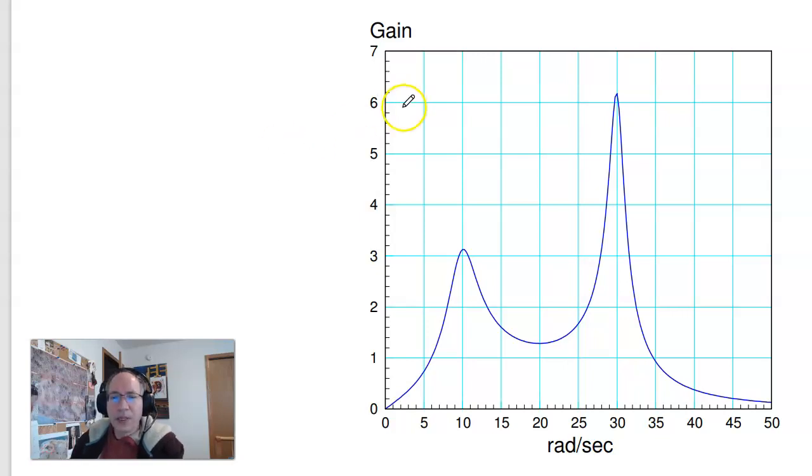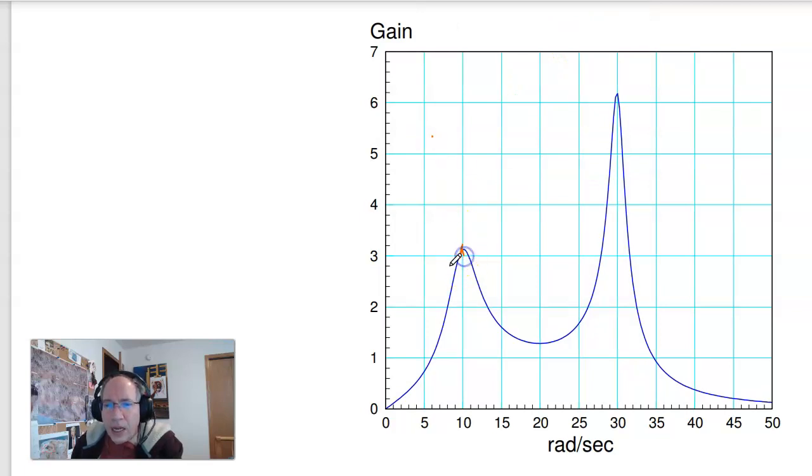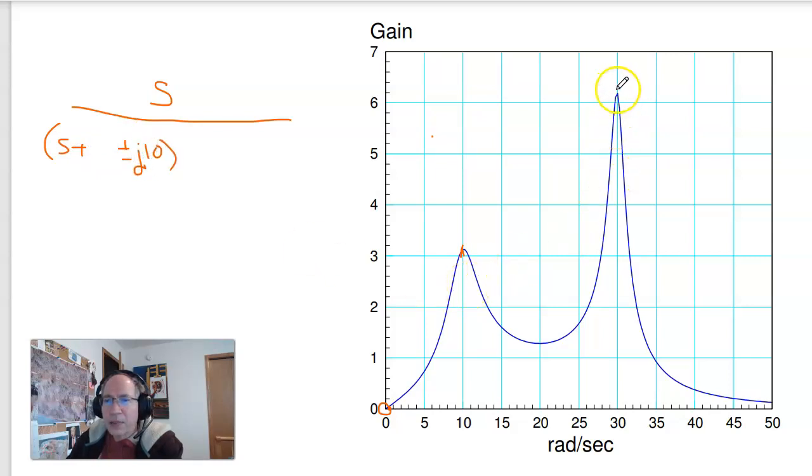Okay, then picking up, let's change the color a little bit. Right here, actually, how about right here? I know I've got in the transfer function an S in the numerator because the gain at S equals 0 is 0. I know I've got a pole at 10 radians per second, so I know I have something at 10 radians per second. And there's another resonance right here at 30 radians per second. I now have another pole at plus or minus 30 radians per second. That's the complex part.